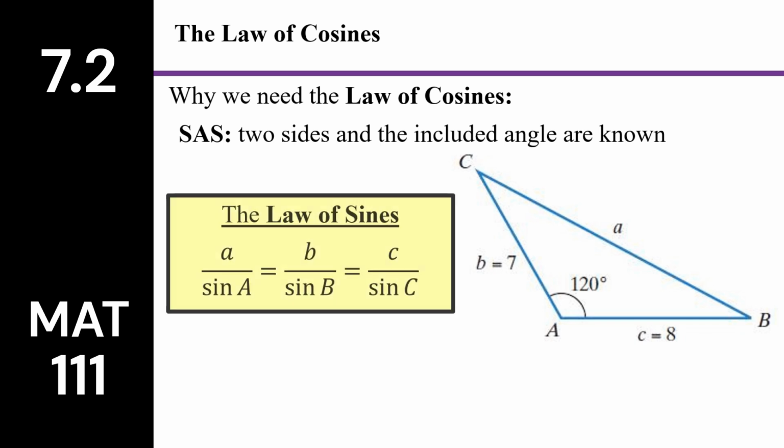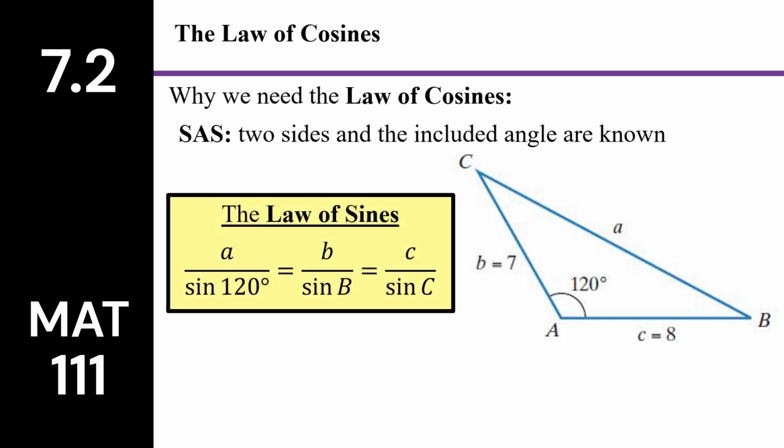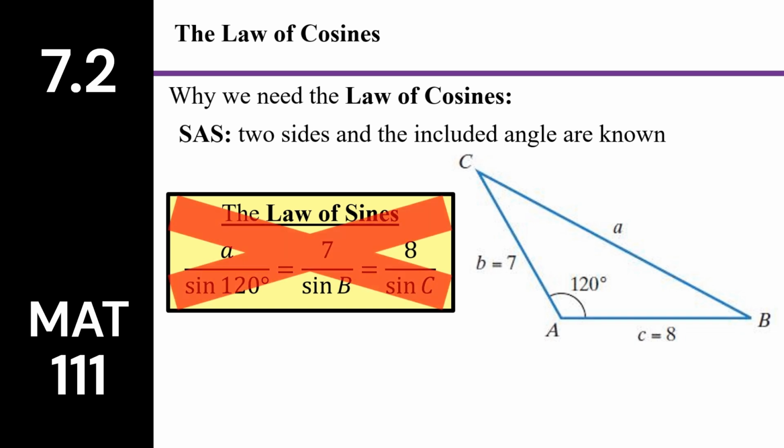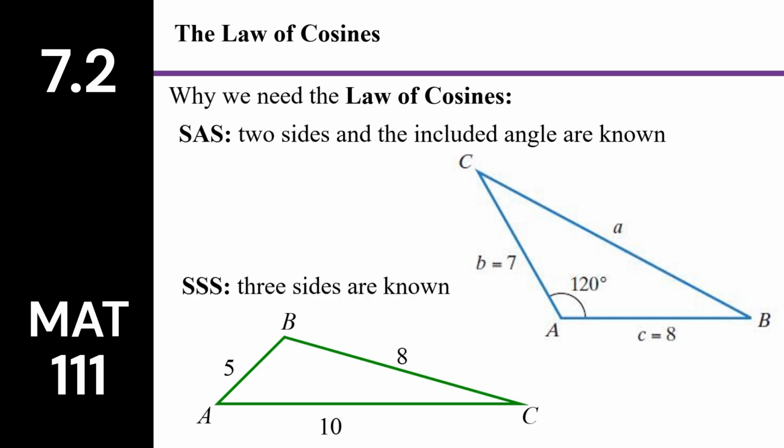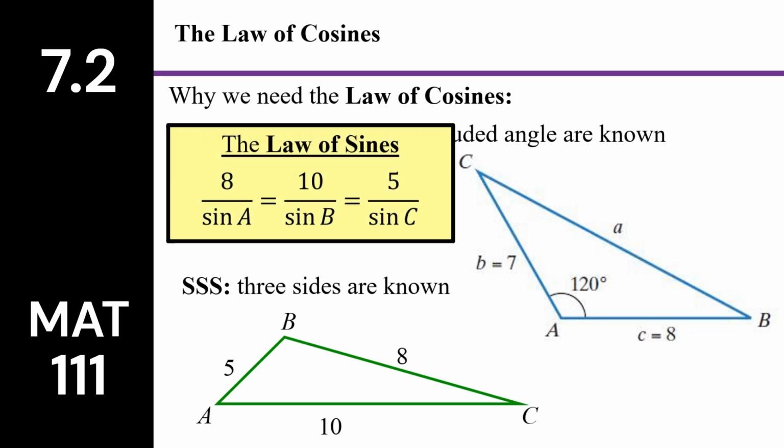In order to use the law of sines, we need an angle and its opposite side to be known. We know angle A is 120 degrees, but we don't know side a. We know side b is 7, but we don't know angle B. And we know side c is 8, but we don't know angle C. So we cannot use the law of sines. In a triangle where we know all the sides, we have a similar problem. We know all the sides, but none of the corresponding angles, so we cannot use the law of sines.